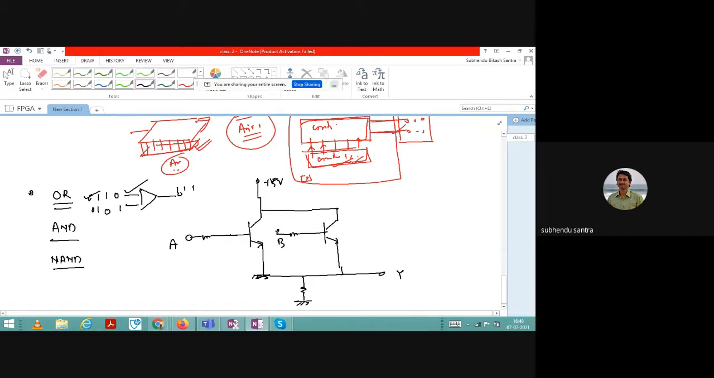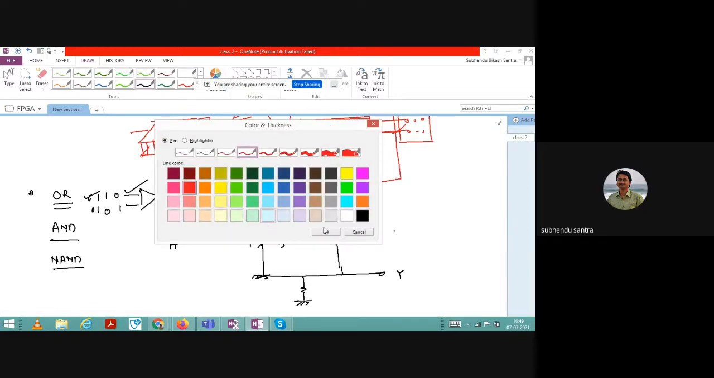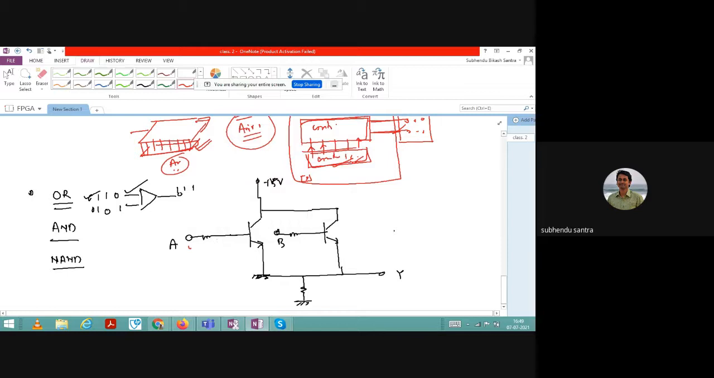If you do that, you can see that, let me just understand this. Let us say if it is high, high means 1, and 1 means basically 5 volt. That means there is a base current, and whenever there is a base current, this transistor is actually operating.